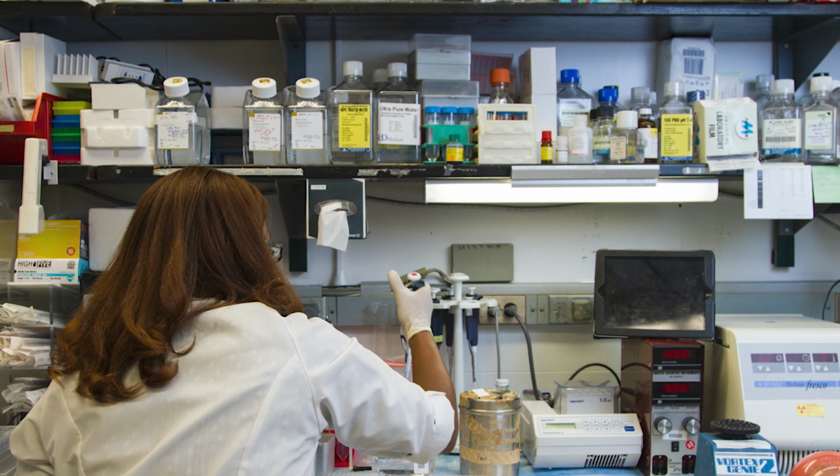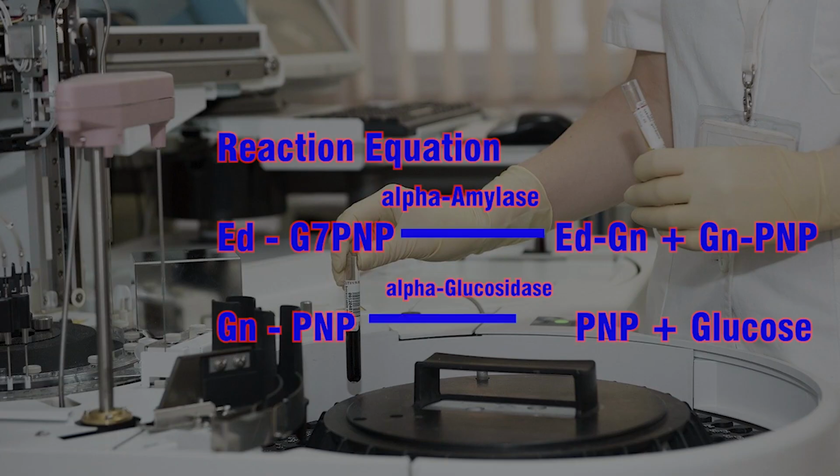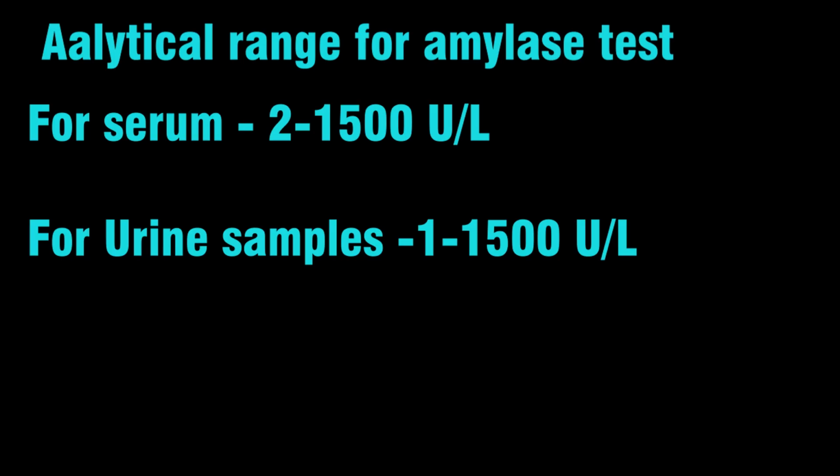Test methods: amyloclastic methods measure the disappearance of substrate and include the iodine starch method. Saccharogenic methods measure the production of sugars such as maltose and glucose. Most of the automated instruments use ethylidene-blocked para-nitrophenyl G7. The analytical range for serum is 2 to 1500 units per liter. For urine, 1 to 1500 units per liter.